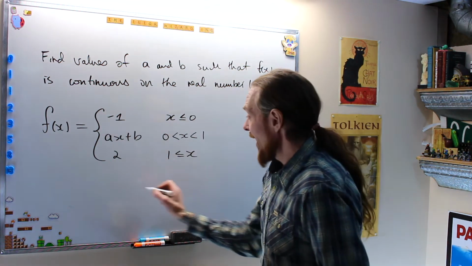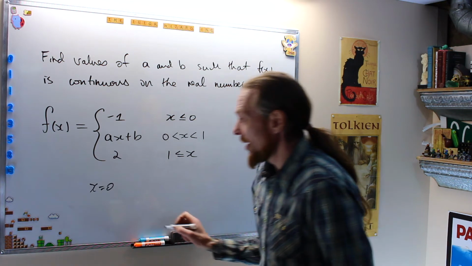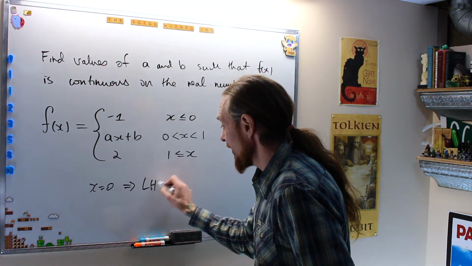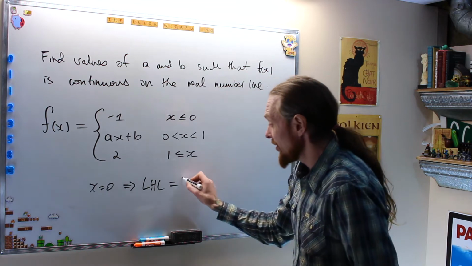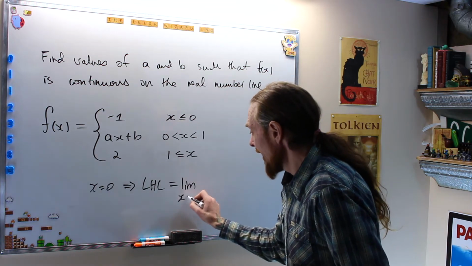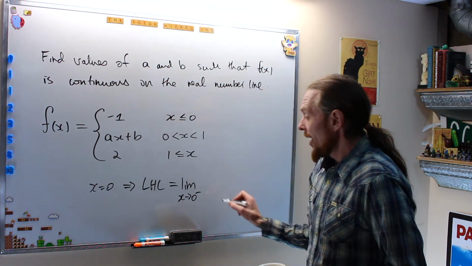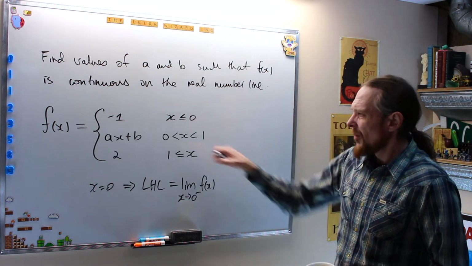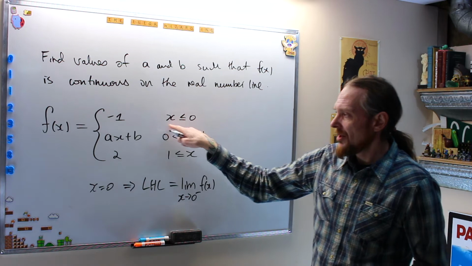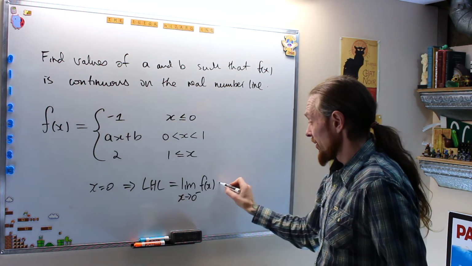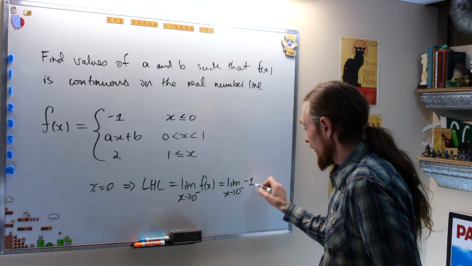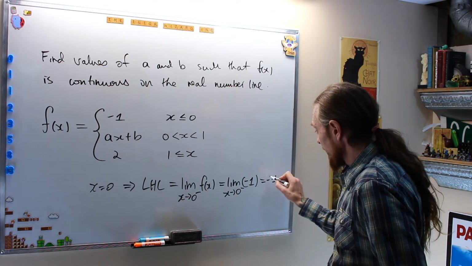I want to compute at x equals 0 as a trouble point. So from x equals 0, what we're going to do is compute the left-hand limit. The left-hand limit is equal to the limit as x approaches 0 from below of f of x. And then you say, well, which one do I use? Well, when x is less than 0, I use this function. So this is equal to the limit as x approaches 0 from below of -1, which is -1.